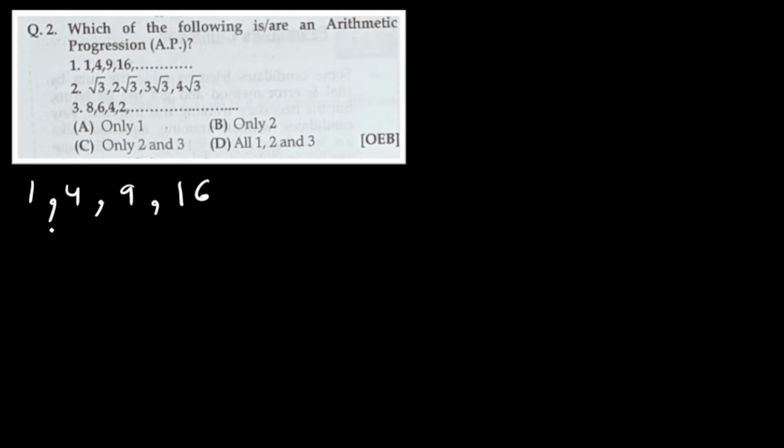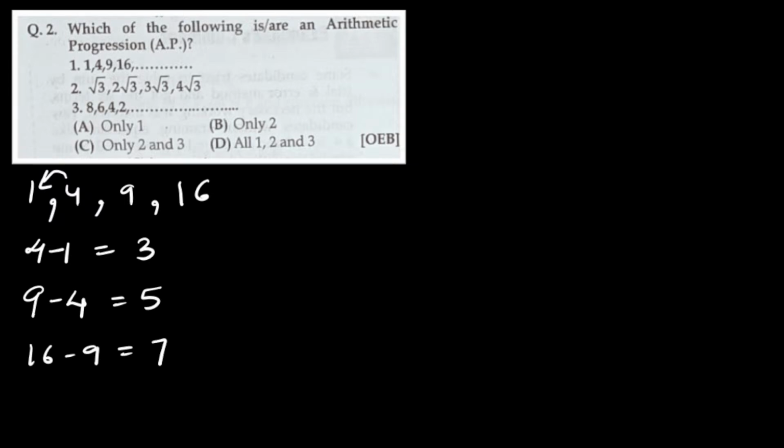How to check? You can find the common difference. If the common difference you are getting is the same, that means it will be an arithmetic progression. When you are checking the common difference, you should check for each and every term. You should do 4 minus 1, like a2 minus a1, this is 3. You should do 9 minus 4 also, which is equal to 5. You should do 16 minus 9 also, so 16 minus 9 is 7.